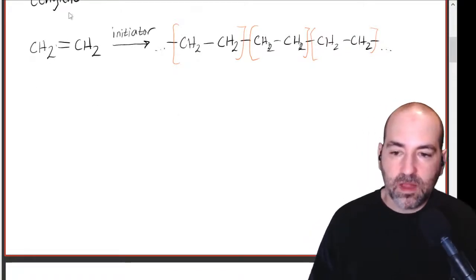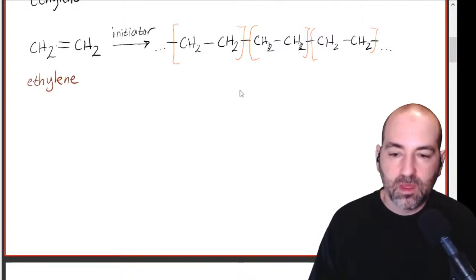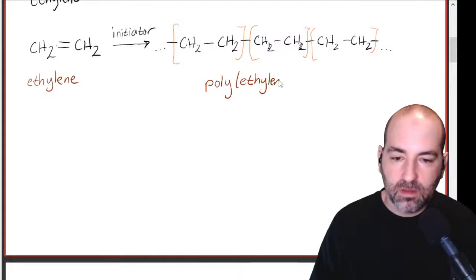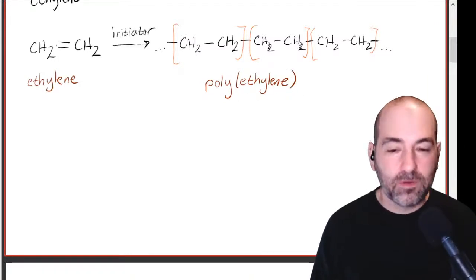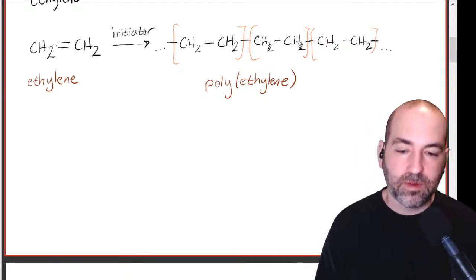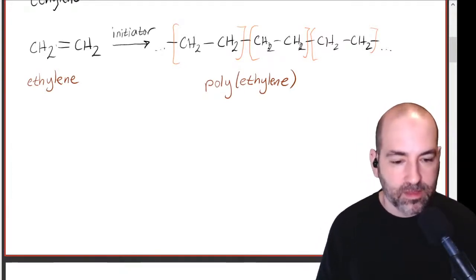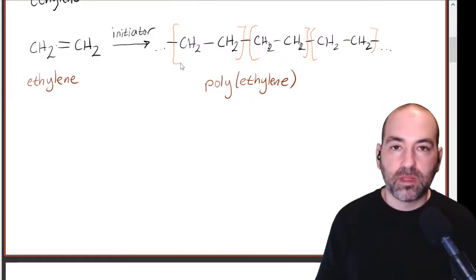To name this molecule, if the monomer is called ethylene, then the polymer is just called polyethylene. So we just put poly in front of the name and the name in parentheses. And some of these really common ones, like polyethylene, sometimes the parentheses even gets dropped and it just becomes one word, polyethylene. So that's how basic polymerization works.